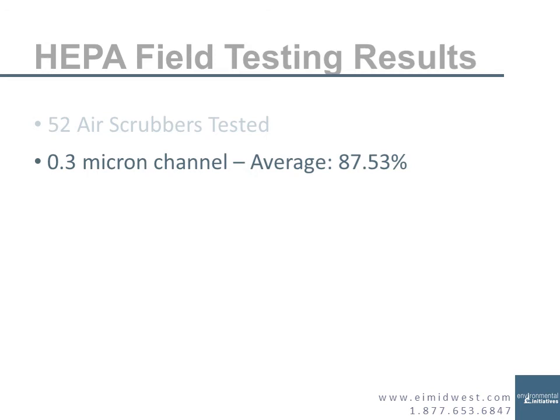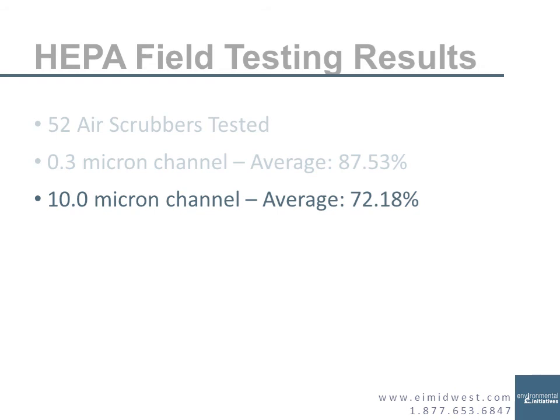On average, when I average all the data, at the 0.3 micron channel, so particles that are around 0.3 microns, the equipment was filtering 87.53%. That's nowhere near the 99.97% that they're supposed to be. The thing about this equipment is that the filters are tested, but the equipment as a whole is not tested. So maybe there's a deterioration of the seals around the filter, maybe the machine itself got warped a little bit because of banging around or whatever, but the equipment in general isn't working as well as it's supposed to.